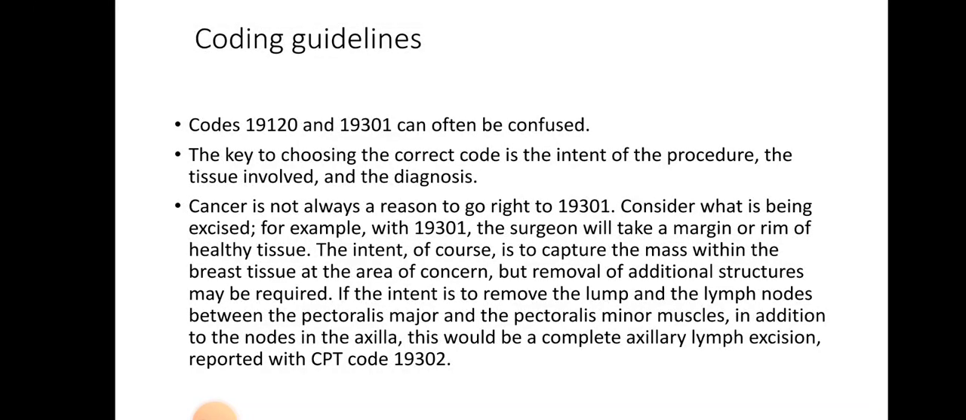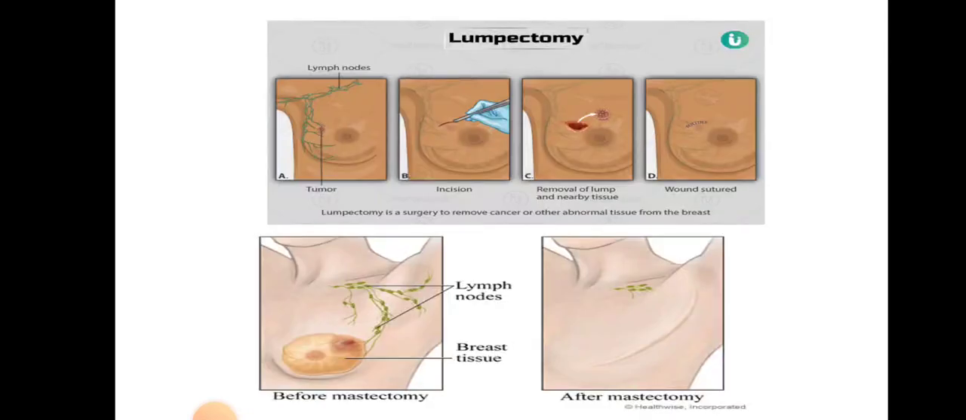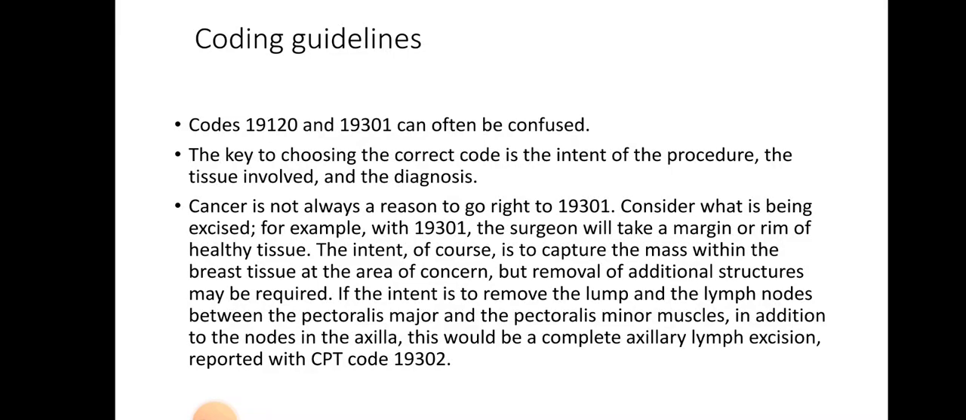So in 19301, the surgeon will take a margin or rim of healthy tissue along with the abnormal mass. The surgeon will also remove some healthy tissue to treat the whole surface completely for removing the breast neoplasm. But in 19302, as we have checked here, along with partial mastectomy, some axillary lymph nodes are also removed. So this is the main difference between 19301 and 19302, and please do not get confused with 19120 along with 19301.